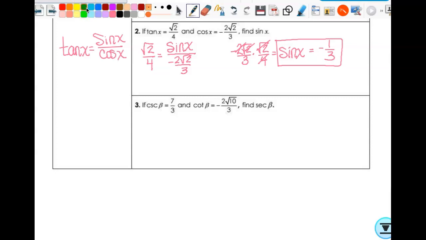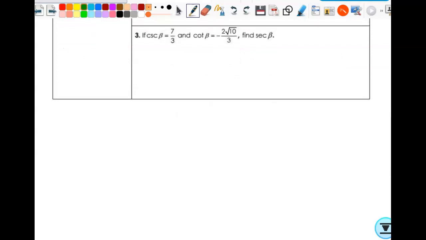All right. So number 3. I've got the cosecant and I've got the cotangent, and I need the secant. All right, well, cosecant and cotangent are not reciprocals of each other, but I do know that the cotangent is going to be the cosine over the sine. Right? And cosecant is the reciprocal of what? Sine. So if the cosecant is 7/3, then the sine is 3/7.